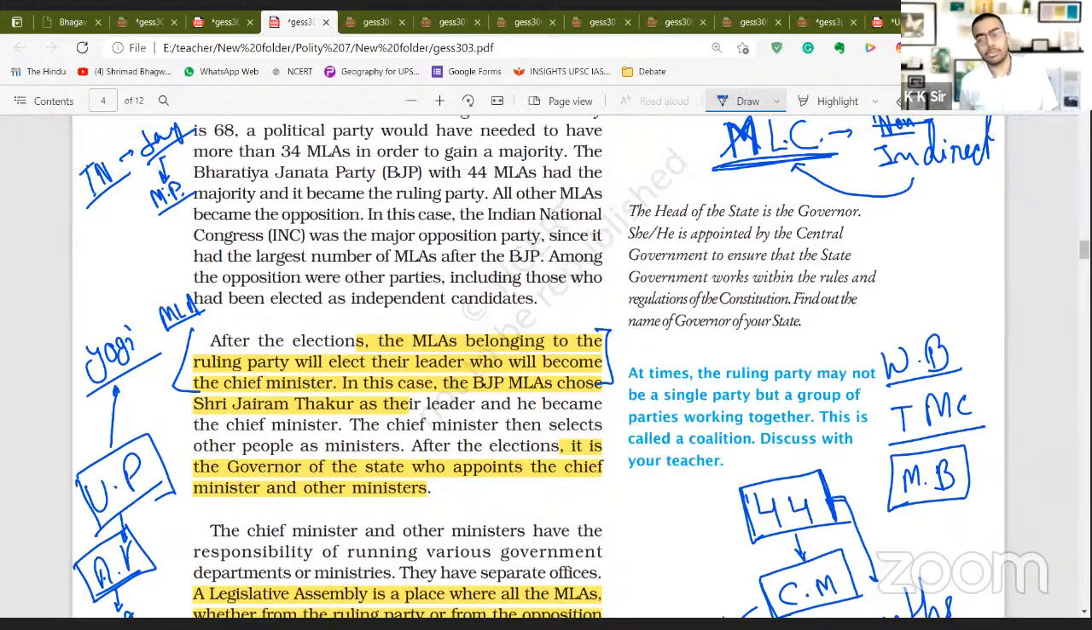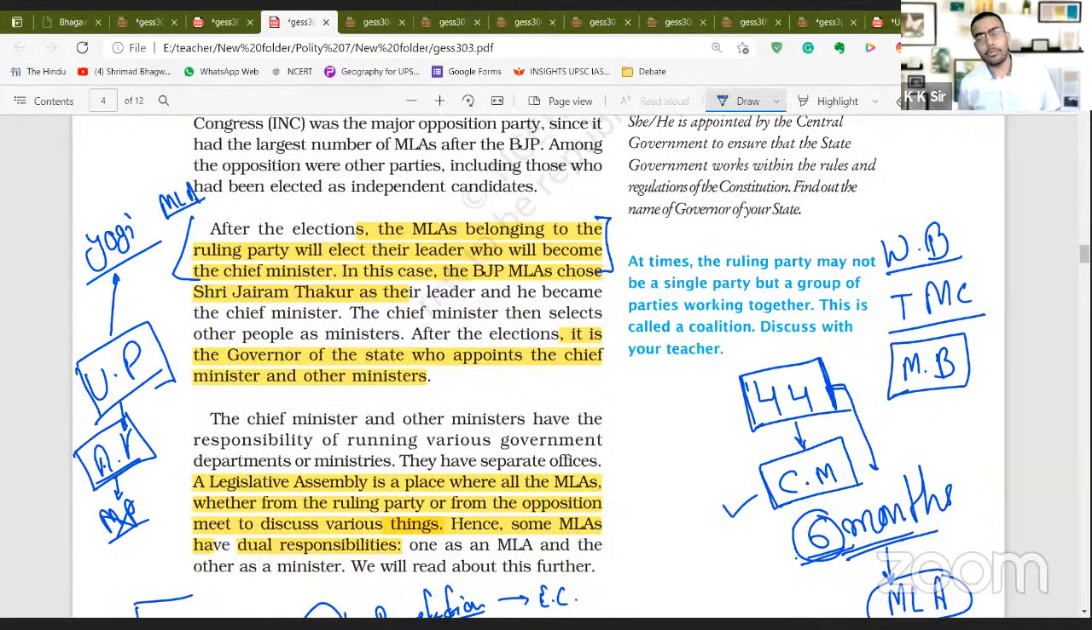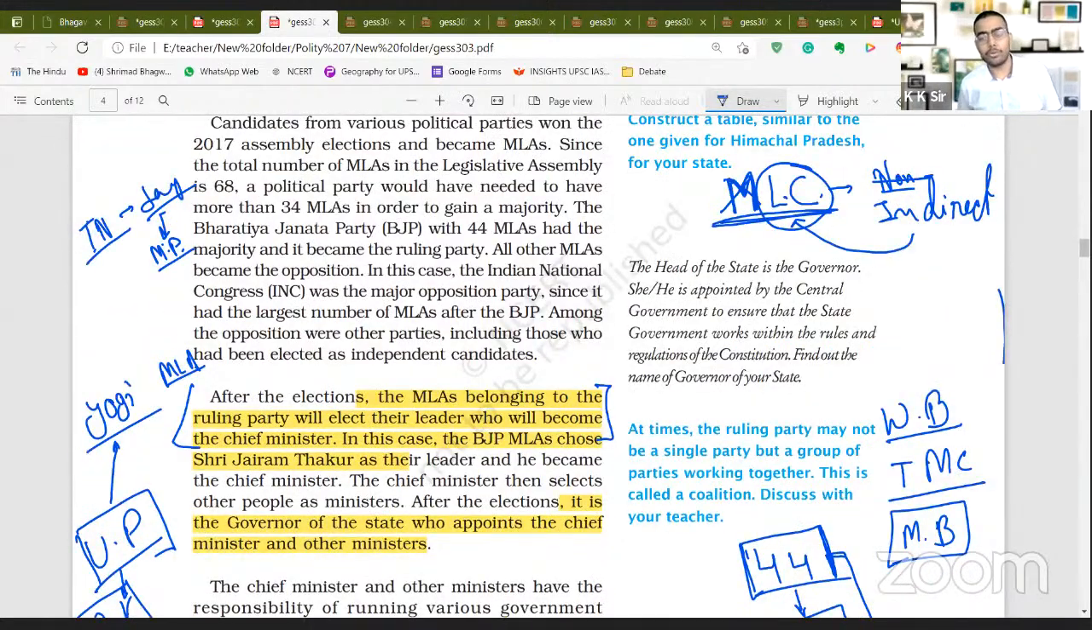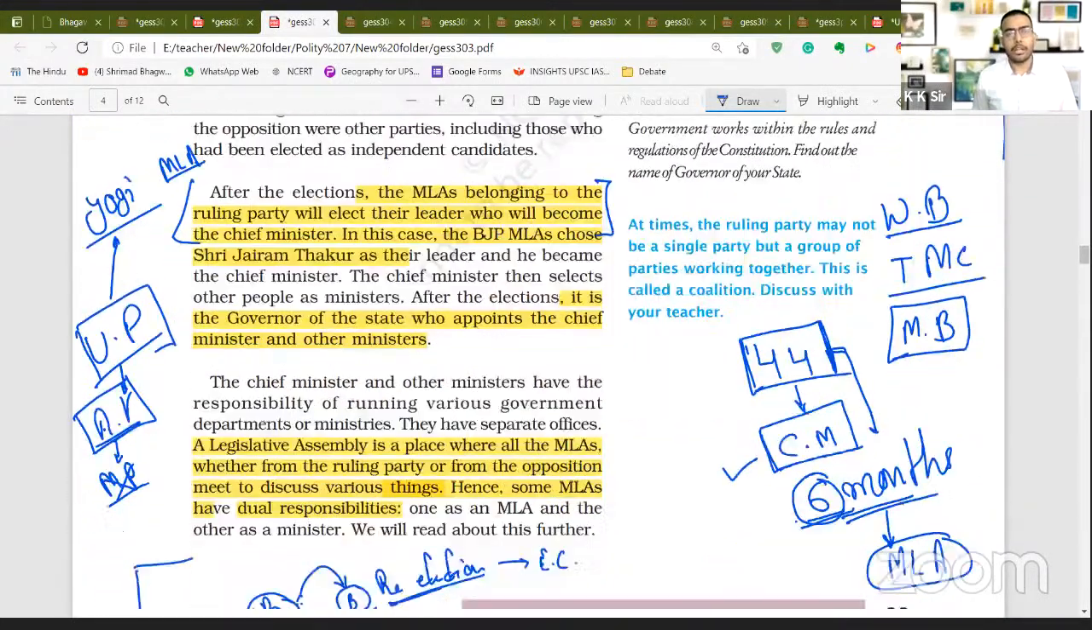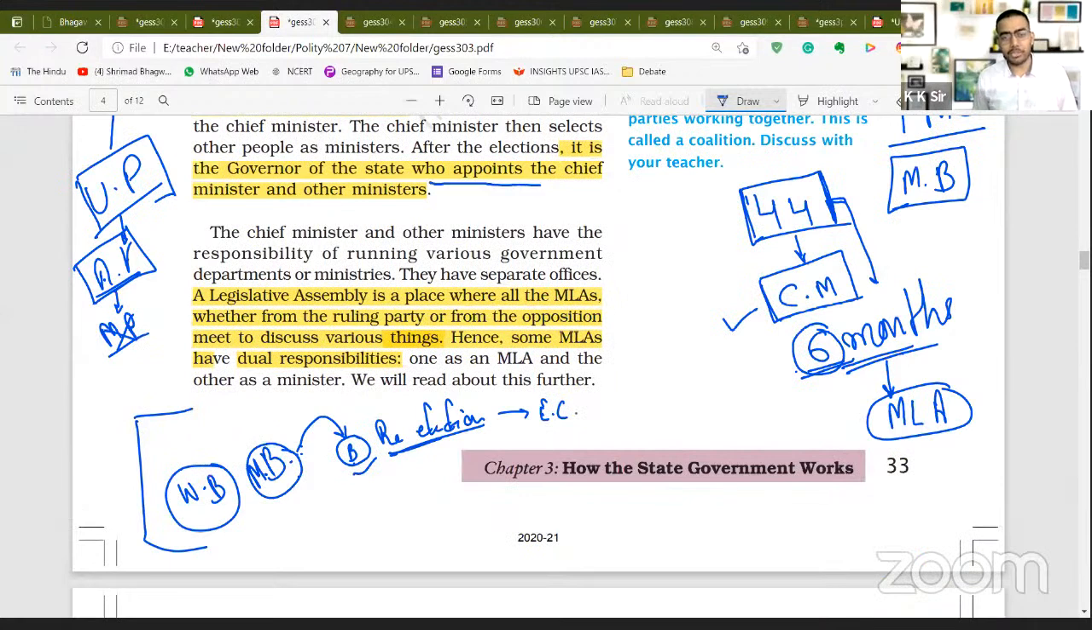But in West Bengal, there is no legislative council as of yet. So Mamata Banerjee cannot go through a legislative council. So this is how it works. Now, this is a very innocent looking statement, but you might get this wrong in the exam. So pay attention. It is the governor of the state who appoints the chief minister and other ministers. Chief minister is appointed by whom? By the governor.